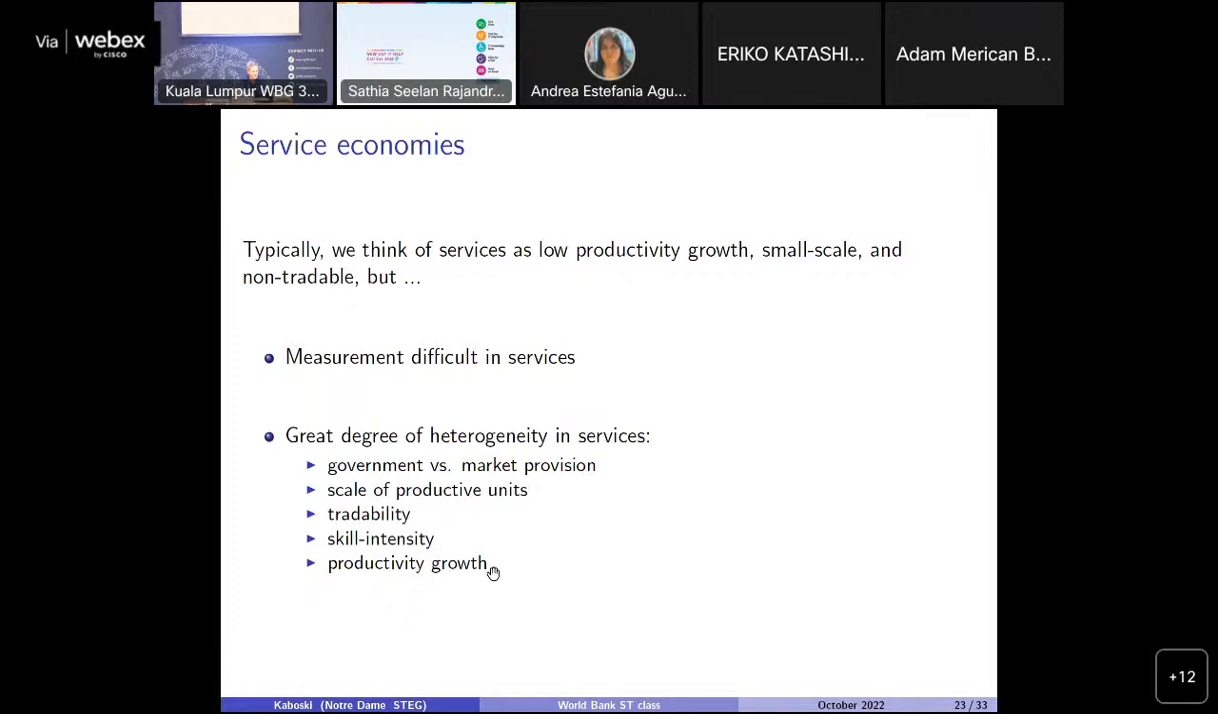And there's a lot of heterogeneity in productivity growth. It's true that the sector overall grows slower than manufacturing, but that's not true of every industry in the service sector.